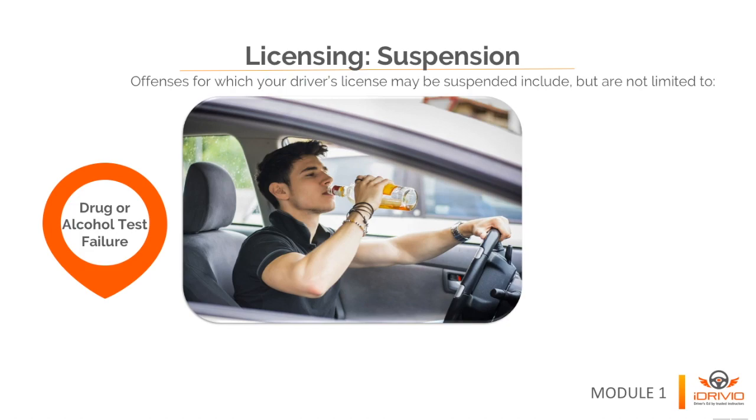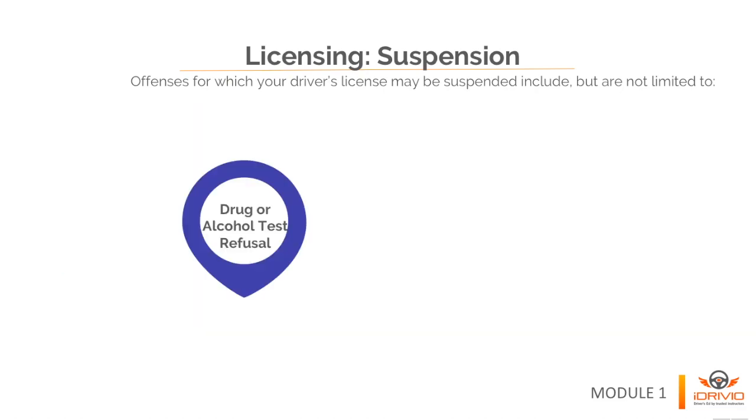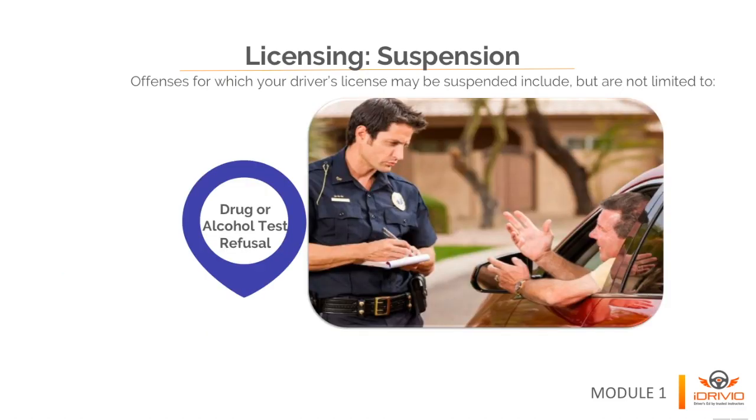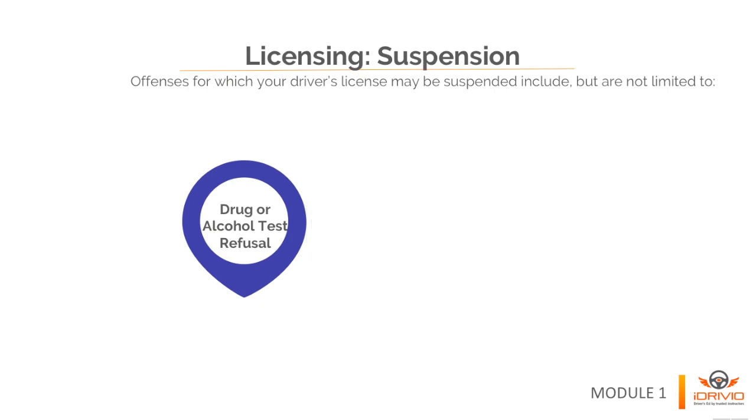A drug or alcohol test failure occurs when chemical testing following a DUI or driving under the influence arrest reveals a BAC of 0.08% or more, a THC level of either 5 nanograms or more per milliliter of whole blood, or 10 nanograms or more per milliliter of other bodily substance, or any trace of a controlled substance or intoxicating compound. Drug or alcohol test refusal. A drug or alcohol test refusal occurs when you refuse to undergo any testing for drugs or alcohol after being arrested for DUI. School bus violations.